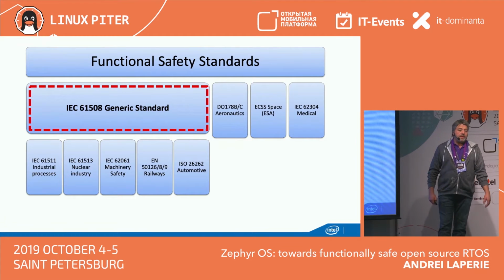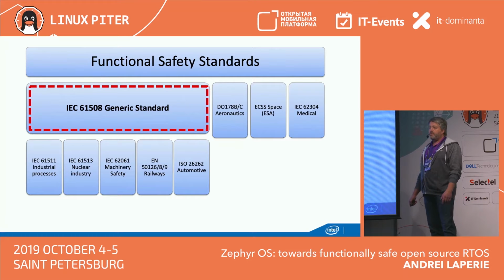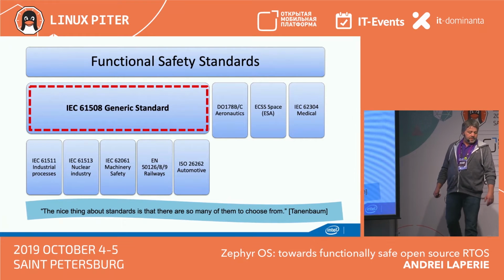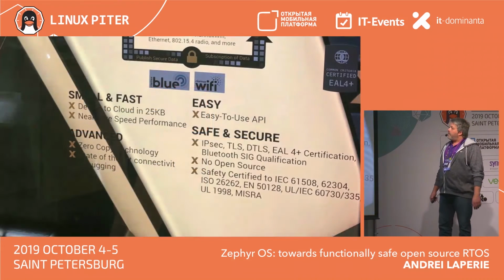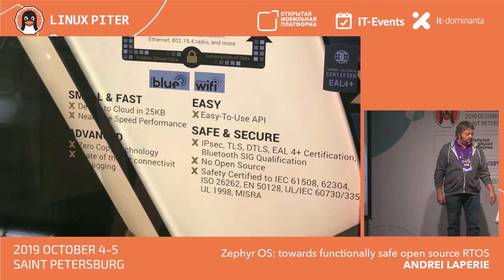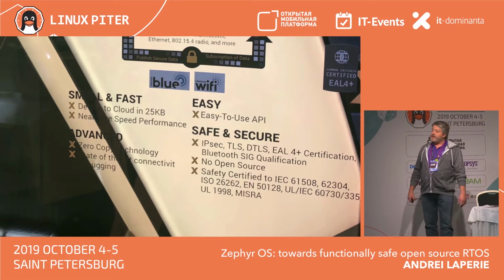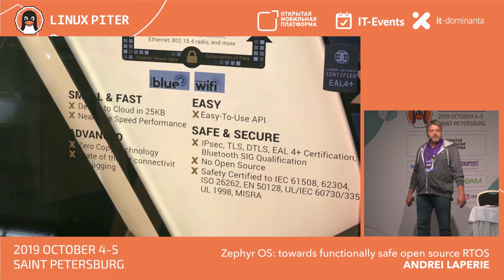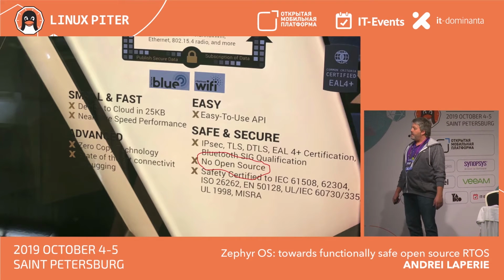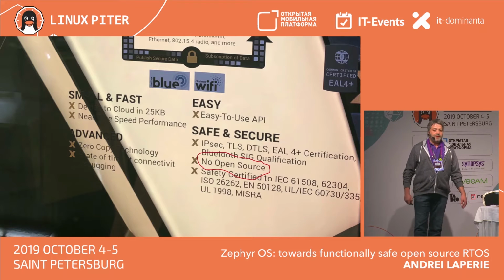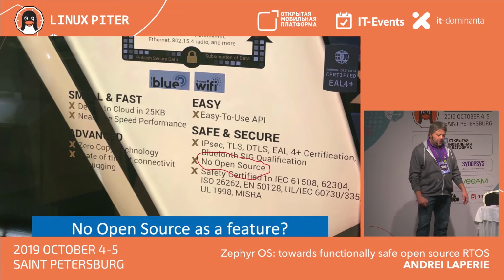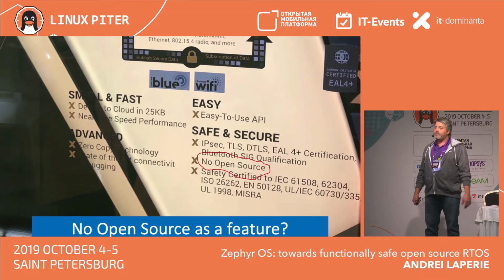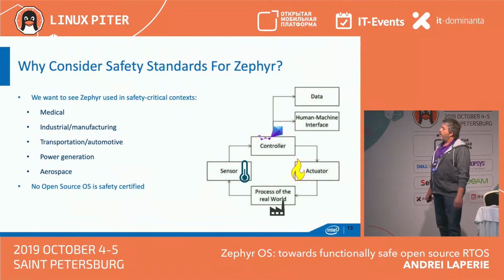When we considered the standard with which we would like to work in Zephyr, we selected 61508 as one of the most generic standards. But as was mentioned by Tannenbaum, there are a lot of standards. They are different and they are good. You can choose anyone you like. This February in Nuremberg at the Embedded World exhibition, my colleagues took that picture, the stand of one of the commercial operating systems, and naturally, this attracted our attention. We'll try to determine whether open source is so bad for functional safety as a feature.